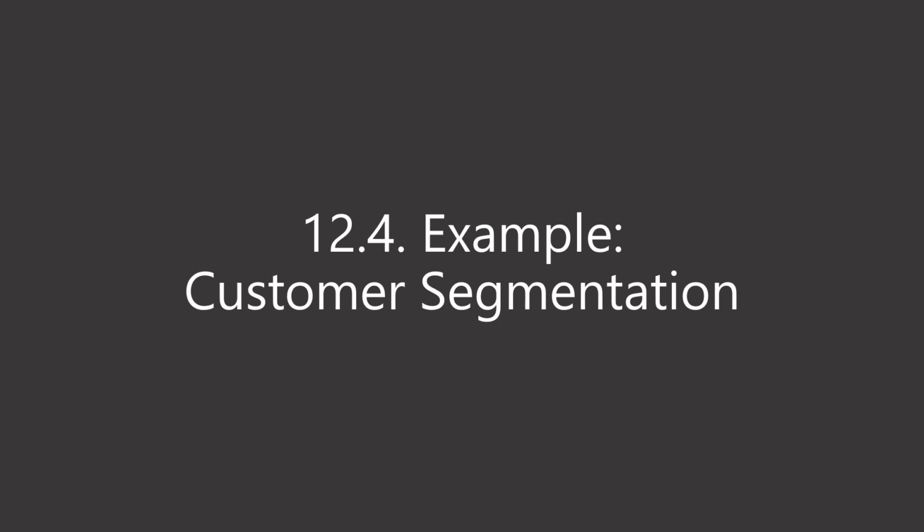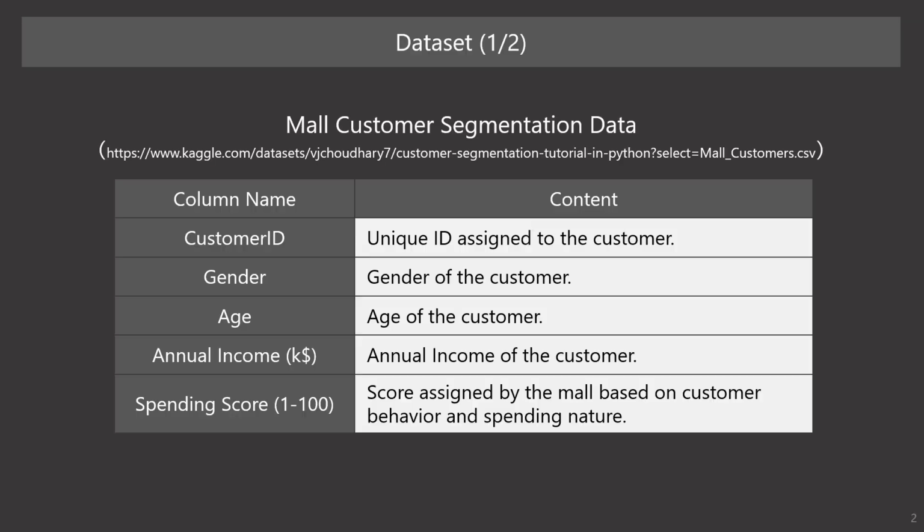Chapter 12, Section 4. Example: Customer segmentation. In this section, let's see an example of cluster analysis. We use a case of customer segmentation. Here, we use a dataset published in Kaggle. It consists of 200 supermarket customer data collected from information recorded in their members' cards. Using this dataset, we segment the customers into some clusters.